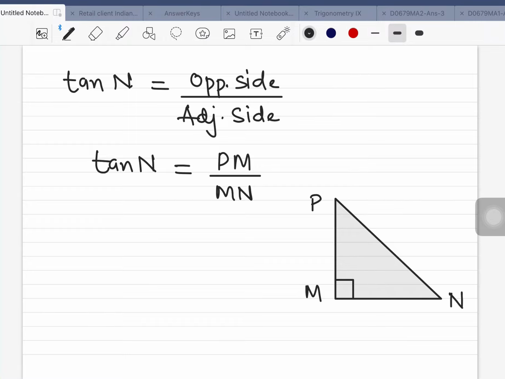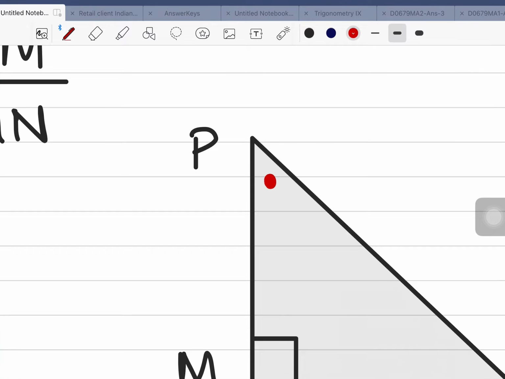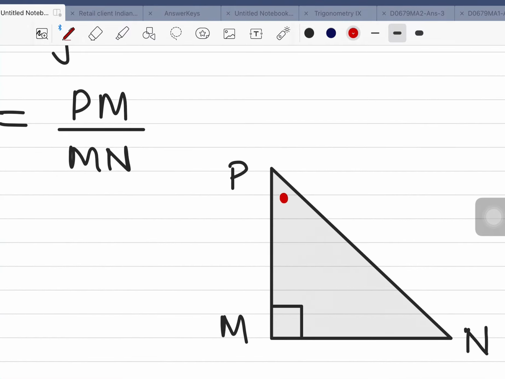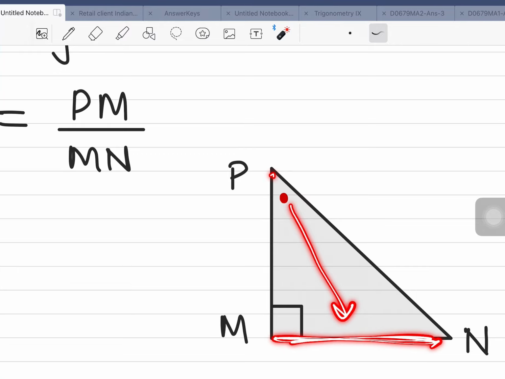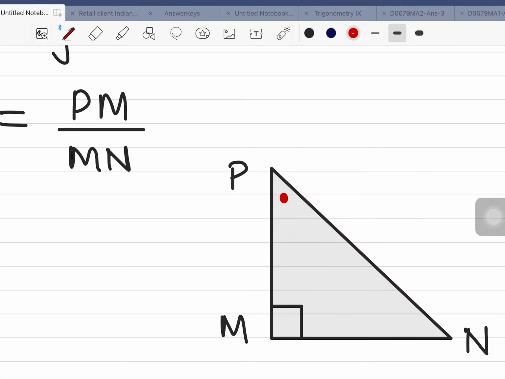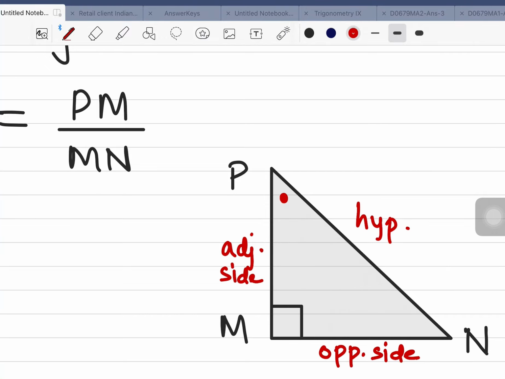And if I ask you to find the ratios of angle P now. So if we talk about angle P, then the opposite side of P is MN now. The adjacent side of P is this, and this is called the hypotenuse, right? So here the hypotenuse is the same, but the opposite side will change now. This is the opposite side of P, and this is the adjacent side of P.